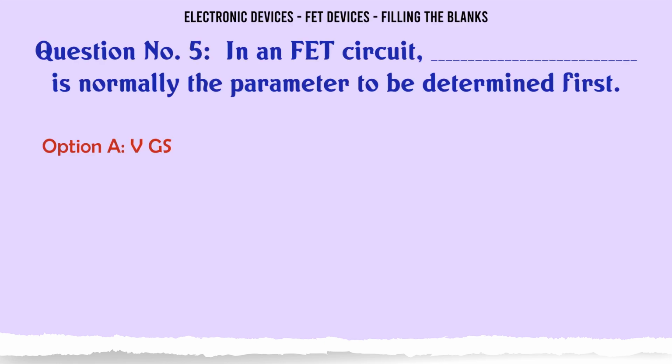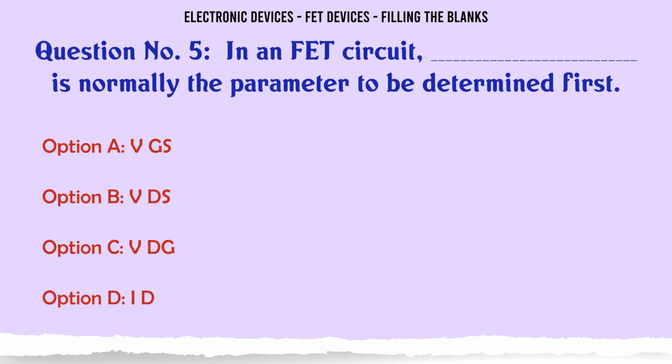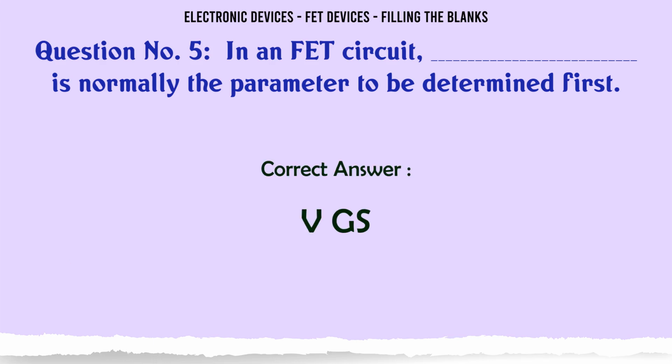In an FET circuit, is normally the parameter to be determined first. A. VGS. B. VDS. C. VDG. D. ID. The correct answer is VGS.